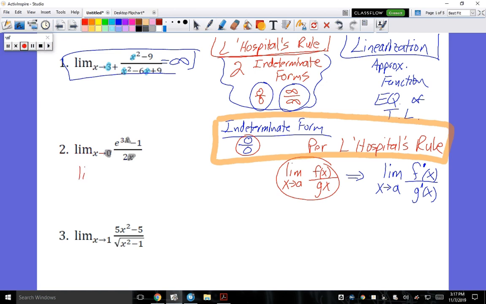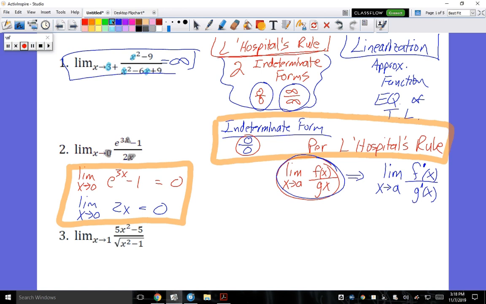You would say the limit as x approaches 0 of e to the 3x minus 1 is equal to what? 0. You would then say the limit as x approaches 0 of 2x is equal to what? 0. So again, please don't ever write that it's equal to 0 over 0. It's implied that you just proved, or you just set this up. You've referred to the indeterminate form, so this is the work that you will show.